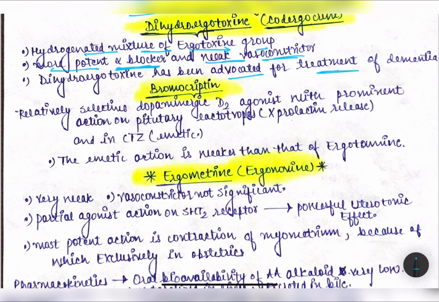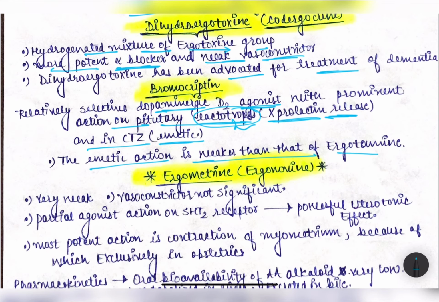Now the other drug, the bromo compound, that is bromocriptine. It is a relatively selective dopaminergic D2 agonist, as we discussed, with a prominent action on the pituitary lactotrope. Lactotrope means lactating, so it inhibits prolactin release, and in the CTZ it acts as an emetic. It causes vomiting, but the emetic action is weaker than that of ergotamine.